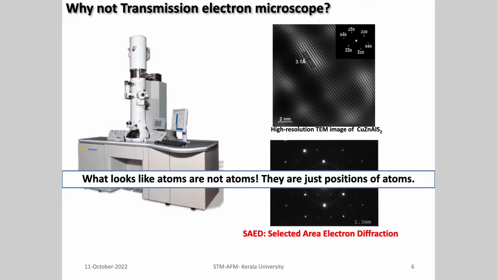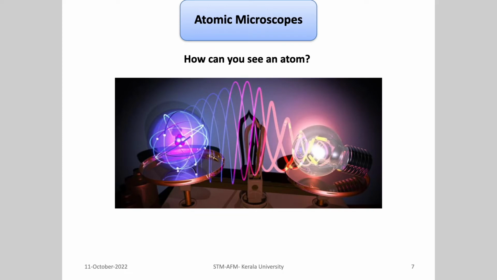So what I'm saying is that the transmission electron microscope doesn't give you a real atomic structure. What you are getting from TEM is basically the positions of atoms. Okay, so it's the positions of atoms. You don't see an atom. Okay, what looks like an atom is basically just a reconstruction of the diffraction pattern. So it is basically the position of atoms. Okay, that means lattice points or something like that.